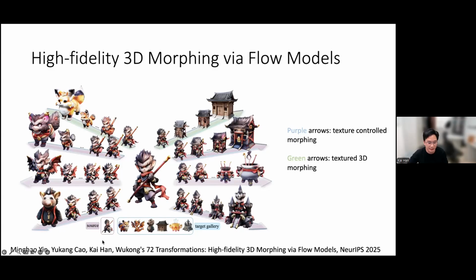So we take an input image, and also a target image from this gallery as our target. So we have a pair of images or a pair of texts as our input, and then we want to get the 3D and also the deformation sequence.